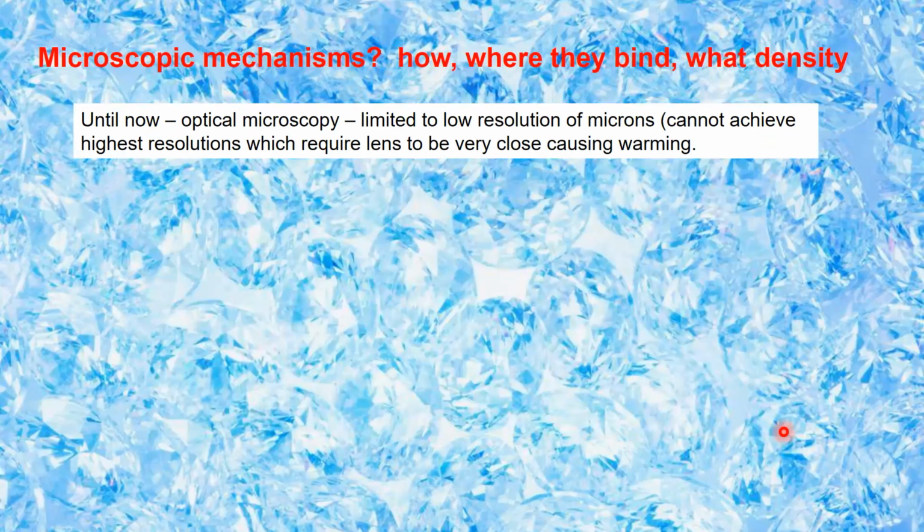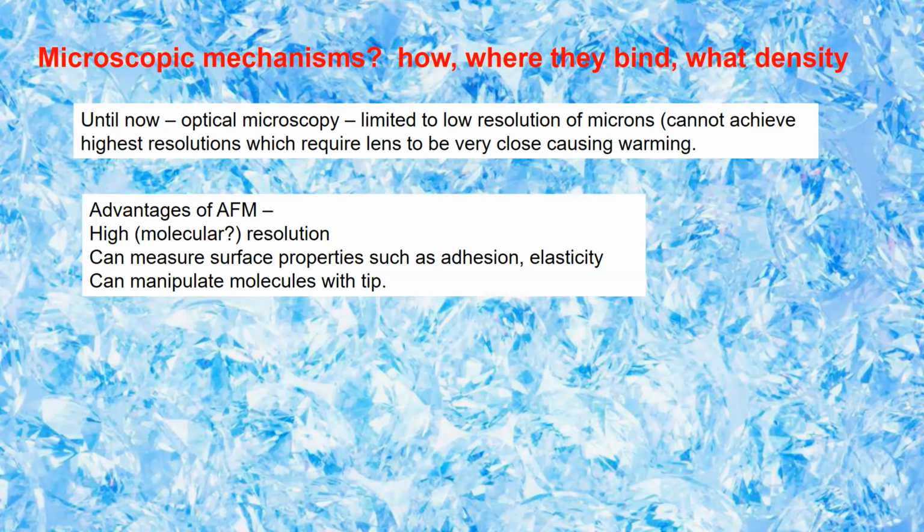Until now, these have been studied by optical microscopy, which has obvious disadvantages in terms of the kind of resolution we might want to get, particularly when we want to look at molecular scale features. So with AFM, besides the advantage of having higher resolution, we can also measure additional properties. We can measure adhesion, we can measure perhaps stiffness of the surface, and that gives us correlative information on the system.